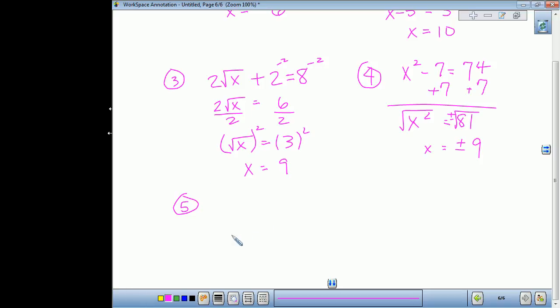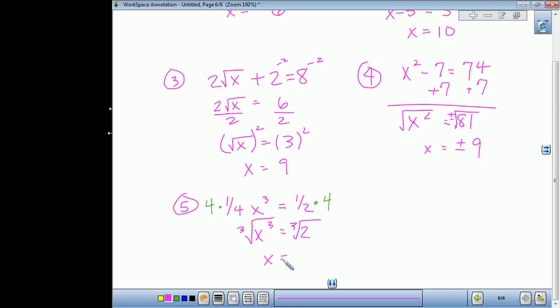Number 5, we have 1/4 x cubed equals a half. So how do we get rid of the 1/4? Multiply by the reciprocal. And when we do that, we get x cubed equals 2. So we need to take the cubed root.